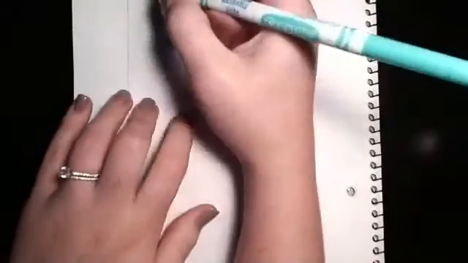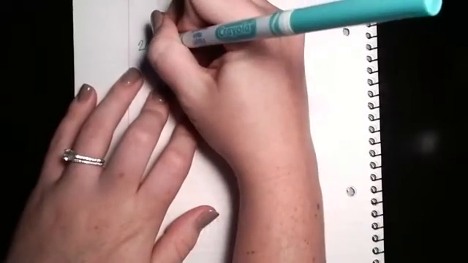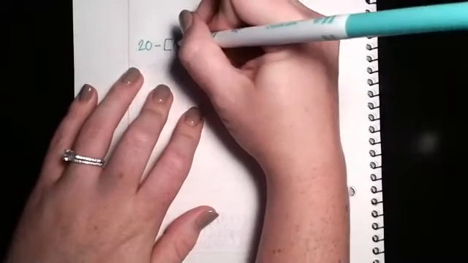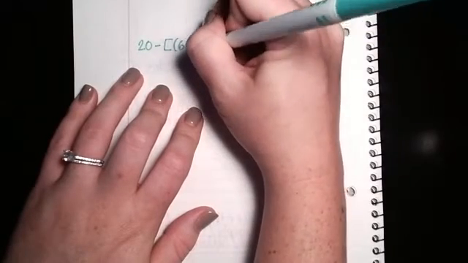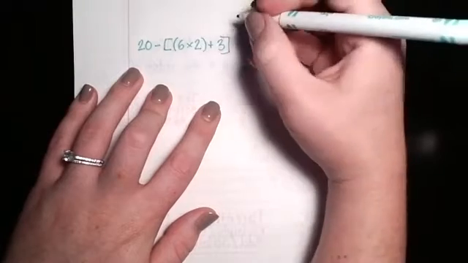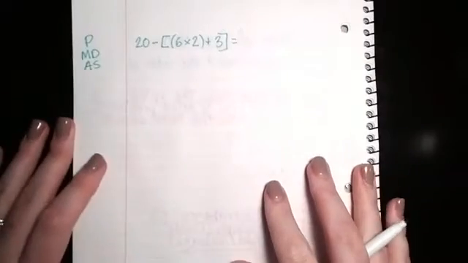And now here's a slightly more complicated problem, okay? So get ready for this one. 20 minus, brackets, parentheses, 6 times 2 plus 3 and brackets. What does that equal? Okay, so this is a complicated one. We have much more going on in this problem than we had in any of the ones before.